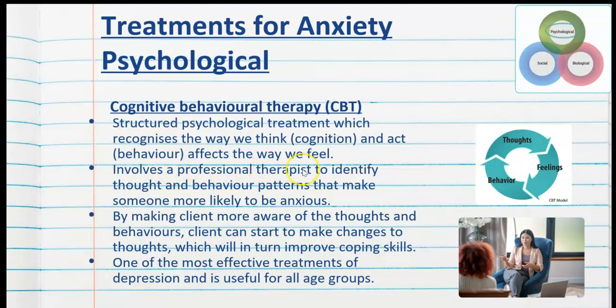It involves a professional therapist identifying thought and behavior patterns that make someone more likely to be anxious, or what triggers them to be anxious and have panic attacks, for example, or be triggered to do certain rituals or have similar stimuli that increase their PTSD symptoms. By making the client more aware of their thoughts and behaviors, the client can start to make changes to thoughts, which will in turn improve coping skills. Again, it's one of the most common effective treatments for depression and anxiety and is used for all age groups, women, children, young, old, and across a variety of cultures.